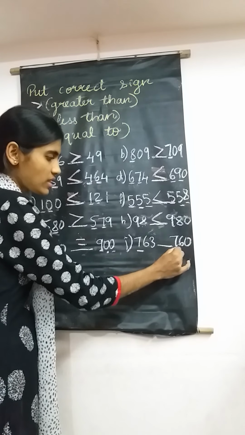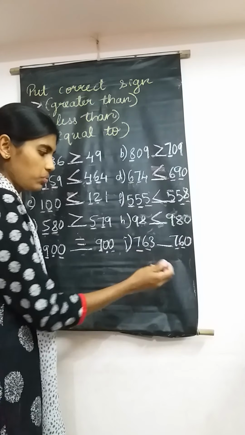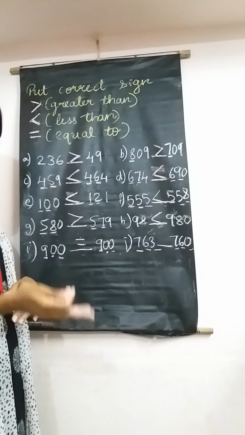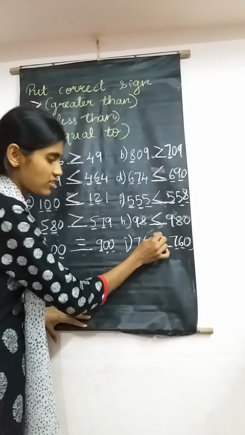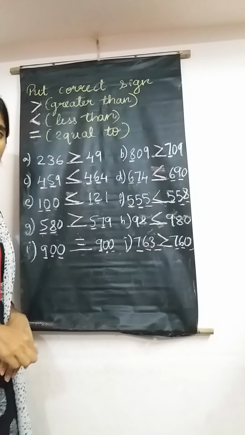Let us compare the next one. 7, 7, same. 6, 6, same. Now 3, 0. Which is greater? 3 or 0? 3 is greater. So let us put the greater sign and say 763 is greater than 716.